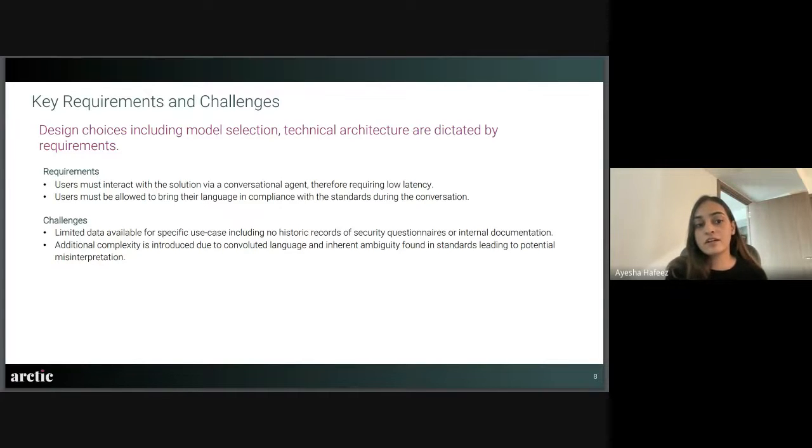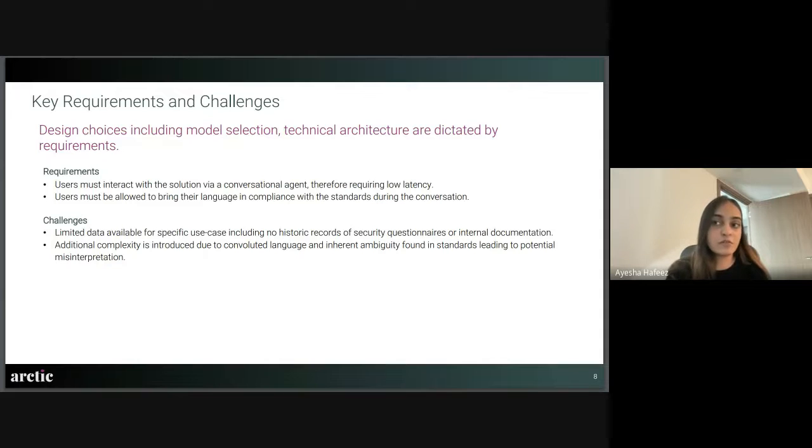So this required us to build a low latency application, but there are a few other challenges that we were presented with when we're trying to implement this use case. The first was working with limited data. We did not have data access to historic records of security questionnaires nor internal documentations.